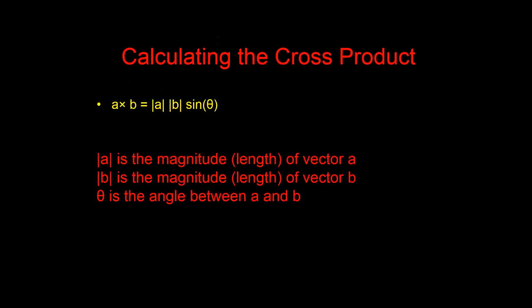So simply, a cross b is the magnitude of a times the magnitude of b times the sine of theta, where theta is the angle between a and b. The simplest case, of course, being 90 degrees. So let's take a look at an example.